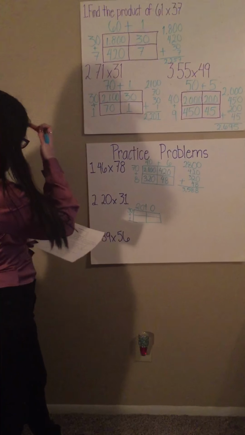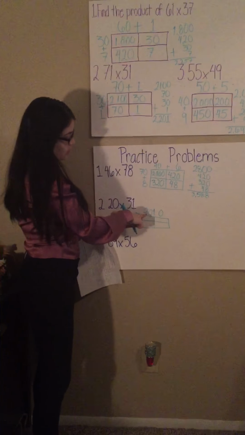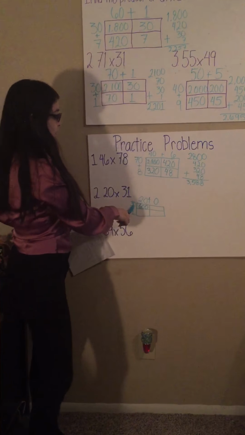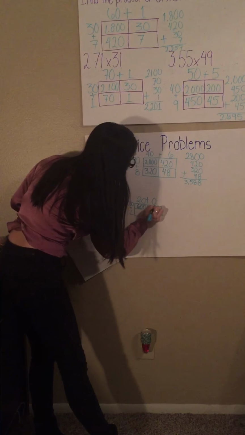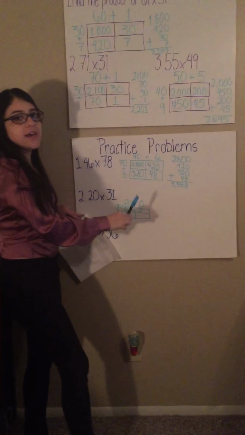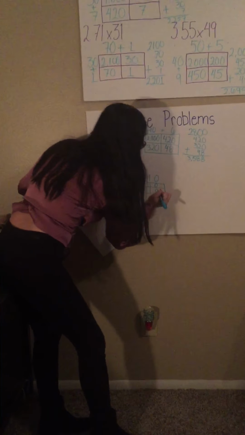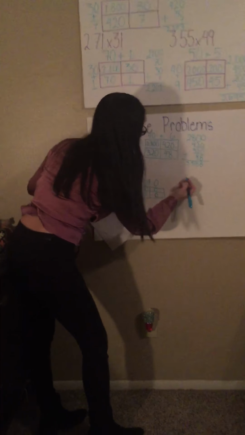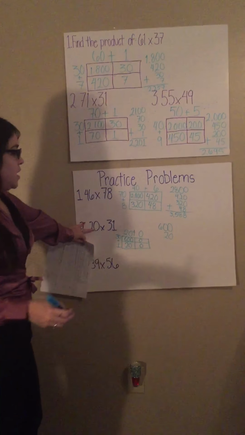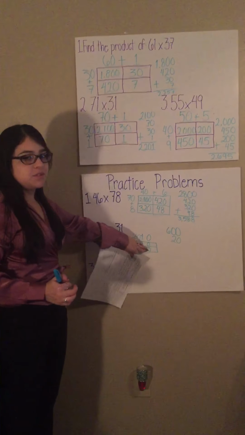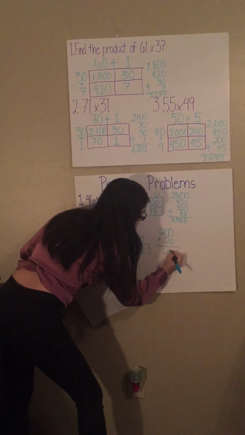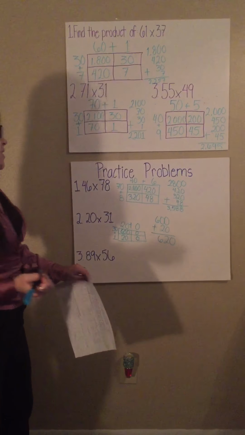And now we're going to work it out. Our first problem, 20 times 30 equals 600. And then we have 30 times 0 equals 0. Then we have 20 times 1 equals 20. And 1 times 0 equals 0. So now we have to add it all together: 600 plus 20. If you want, you can add the zeros, but you don't have to since it's like they don't exist. So you can just add all of this up, and it's going to be 620. And that's your final answer.